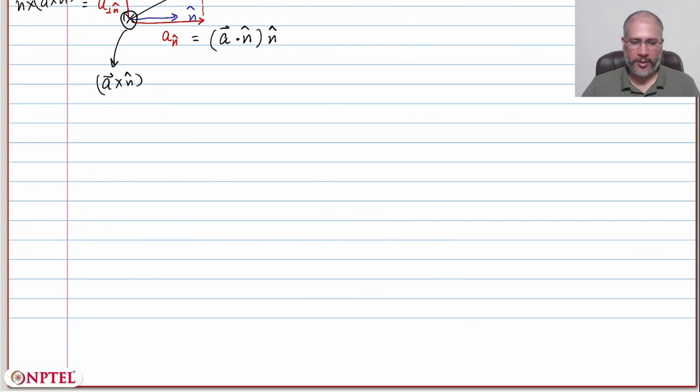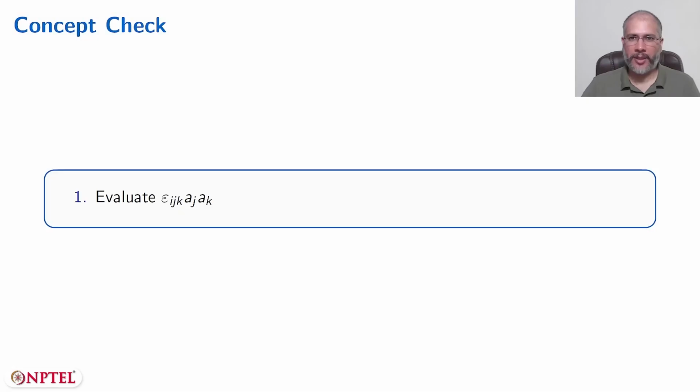So as a concept check, here's a problem for you. You have to evaluate epsilon ijk aj ak. Again, this could be a tricky situation, so try to think, if you were going from symbolic to indicial, what symbolic notation would give you this indicial notation. So we have to think in the reverse order as well sometimes.